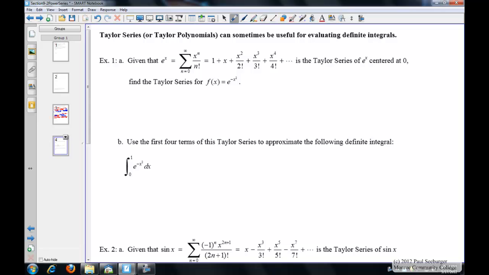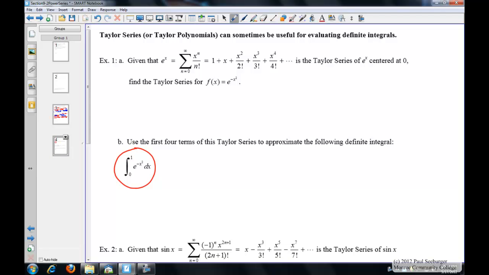This is one of the things you're going to end up using in your homework tonight, so I want to make sure you get a good idea of how we can do this. So we're going to use Taylor series to approximate a definite integral that we couldn't do another way. So what we're going to look at is this integral down here.